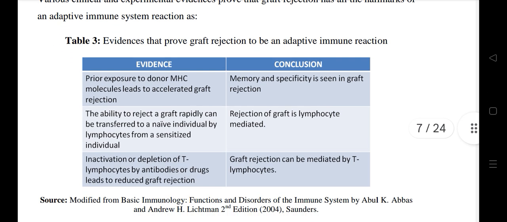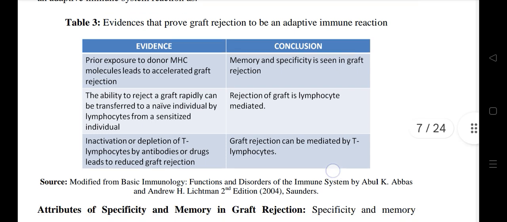Evidence: prior exposure to donor MHC molecules leads to accelerated graft rejection. Memory and specificity are seen in graft rejection. The ability to reject a graft rapidly can be transferred to a naive individual by lymphocytes from a sensitized individual. Rejection of a graft is lymphocyte mediated. Inactivation or depletion of T lymphocytes by antibodies or drugs leads to reduced graft rejection. Graft rejection can be mediated by T lymphocytes, modified from Basic Immunology.